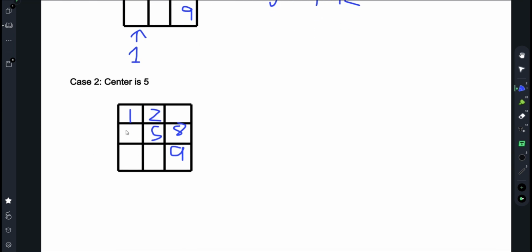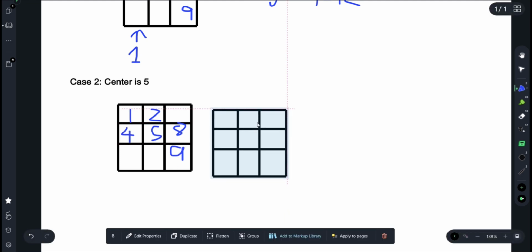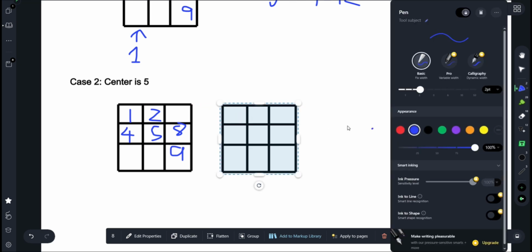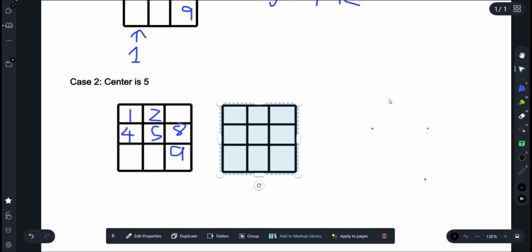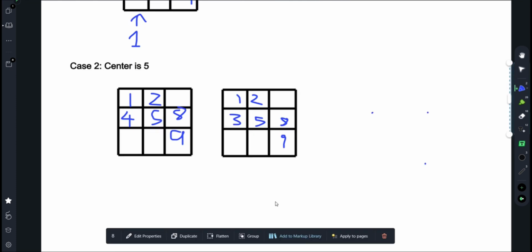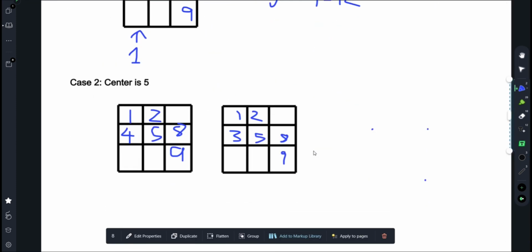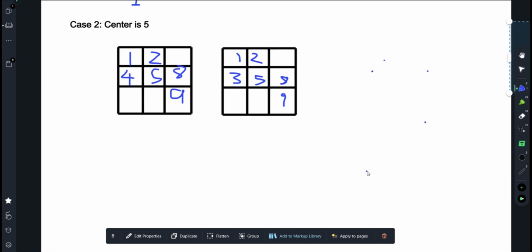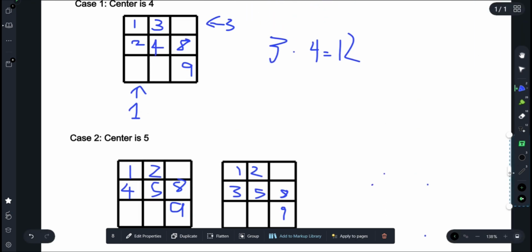So let's say this is 4. So we could either put 4 there or 3 there. Sorry, 1 second. Let me just write it out. 1, 2, 3, 5, 8, and 9. There's actually 2 more cases. Where did it go? Sorry, this is a little glitchy right now.